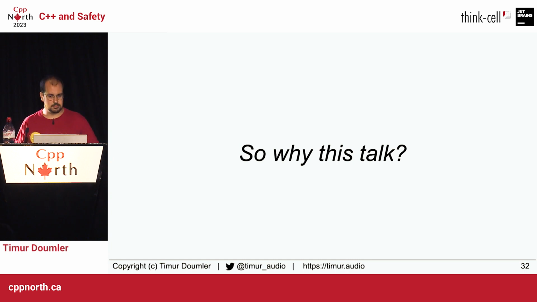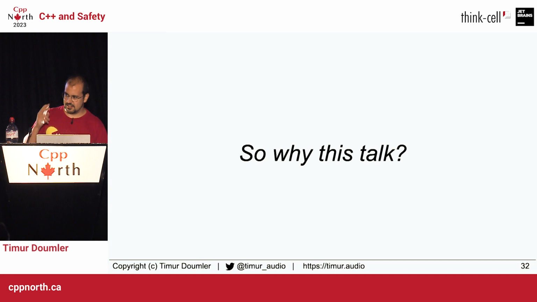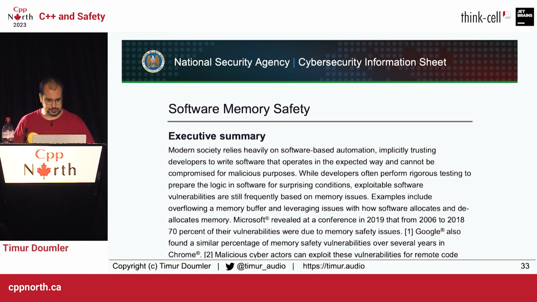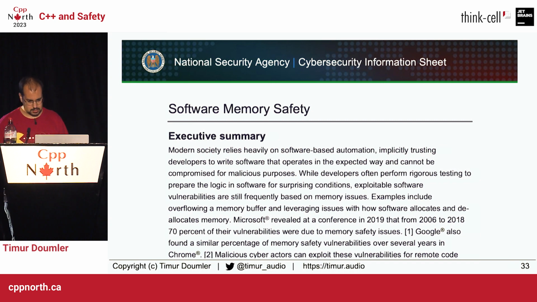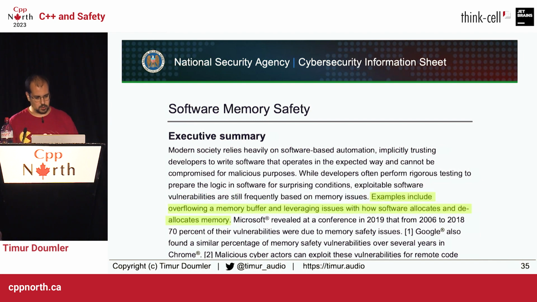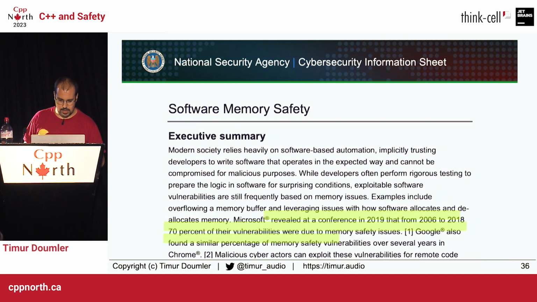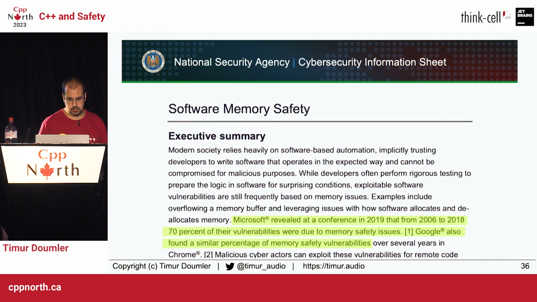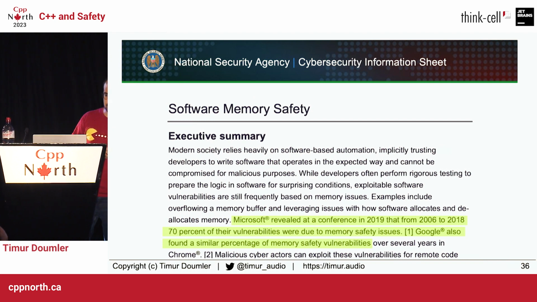Well, there have been a lot of things happening in the community over the last year or so, starting with this NSA report from last year, which says that exploitable software is frequently based on memory issues, for example, memory buffer overflow and allocating and deallocating memory, stuff like that. Microsoft and Google found that about 70% of their vulnerabilities are due to memory safety issues like that, right?